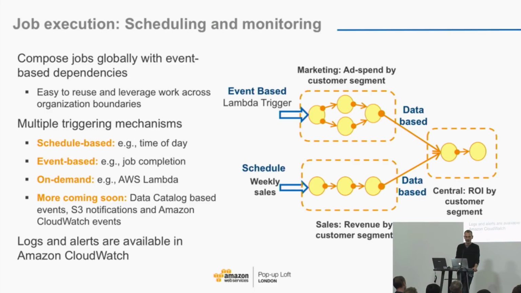We'll add support for data catalog based events, which is really interesting. Okay, so a crawler identifies a new database, a new source of data in S3, identifies a schema. Potentially that could be a trigger for some kind of job that you run. Right? So those kind of events in the future will also be used to execute Glue jobs.